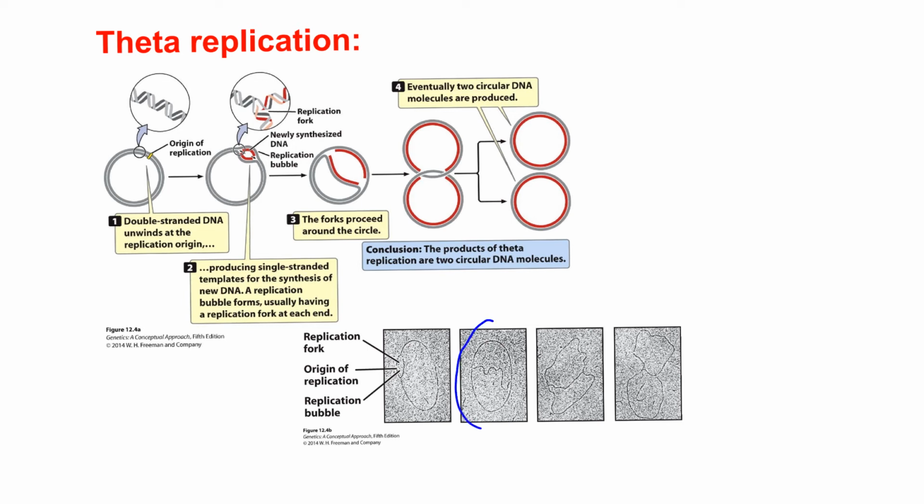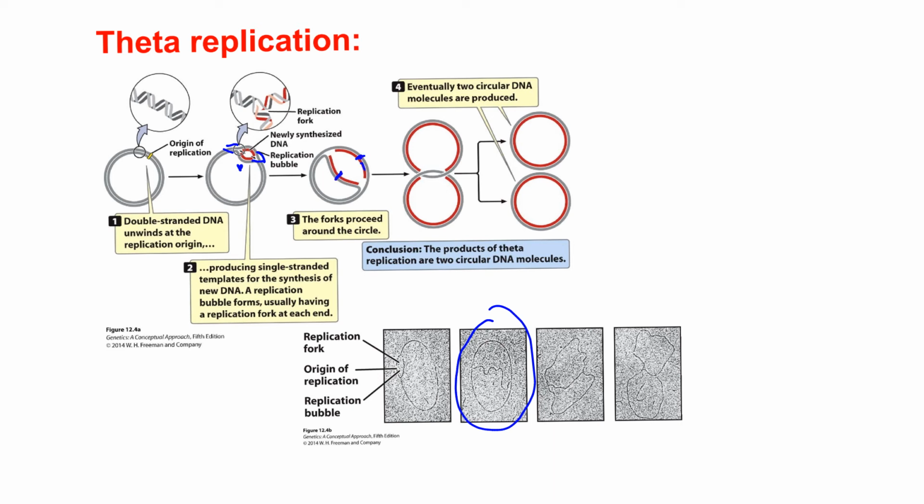At the origin of replication, you recall we have double-stranded circular DNA, and at the origin of replication, DNA unwinds, and as it unwinds, it produces two single-stranded templates for new DNA synthesis, and forms replication forks. One replication fork, second replication fork. What does it mean? If you imagine that this is the origin of replication, replication goes both ways. So it's bidirectional.